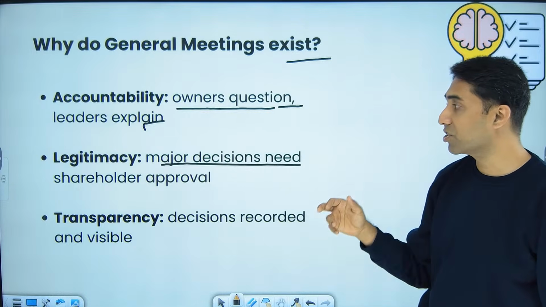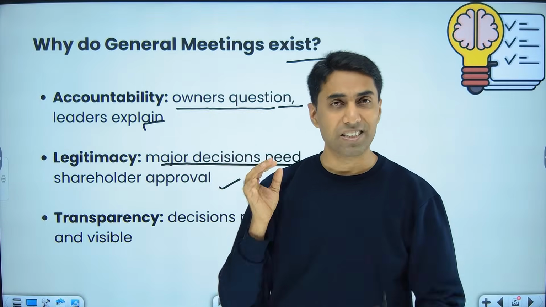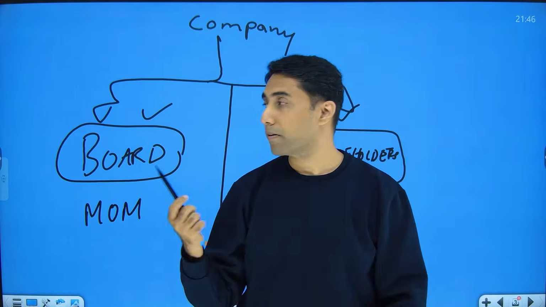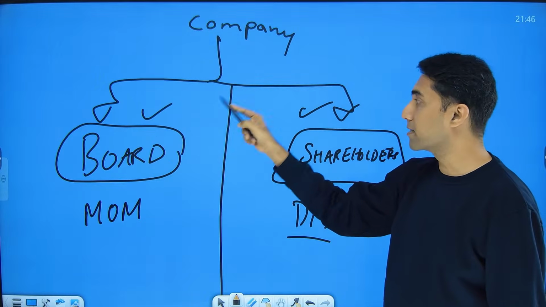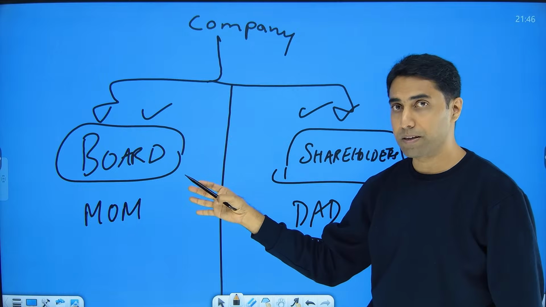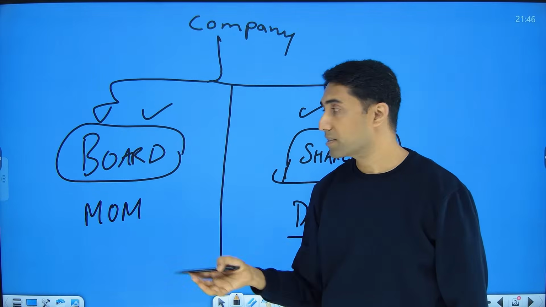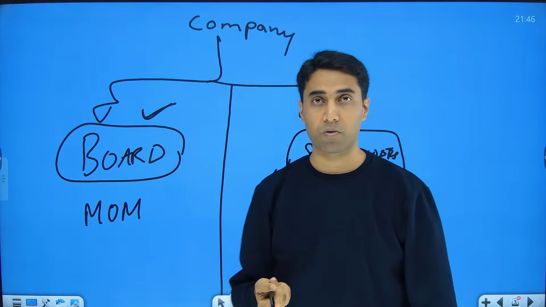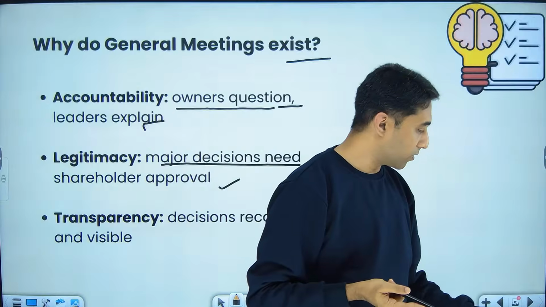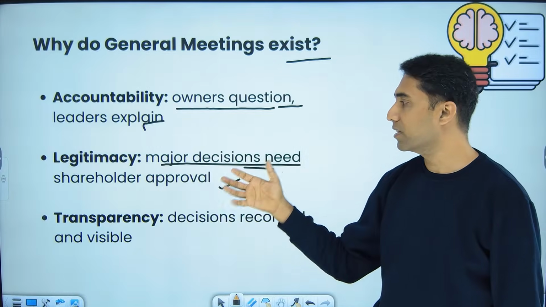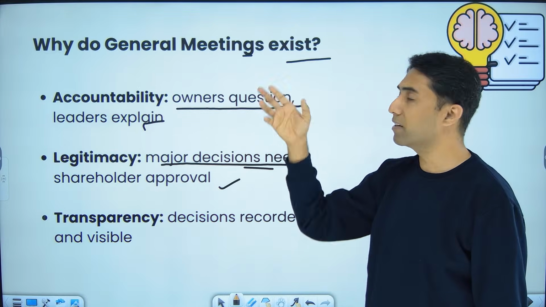Legitimacy, that is, major decisions need shareholder approval. Just because we have this form where the company is run by the board on a day-to-day basis and shareholders are the owners of the company, it doesn't mean that the board can do whatever they want, right? The board cannot do whatever they want, and that is the main reason why any major decision needs shareholder approval, and that is why we need meetings.